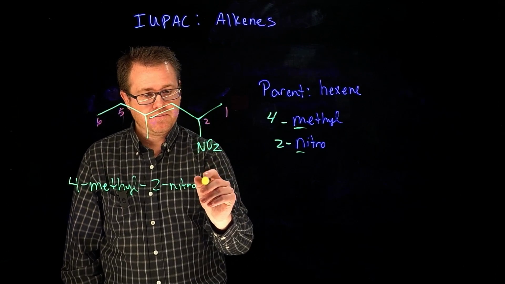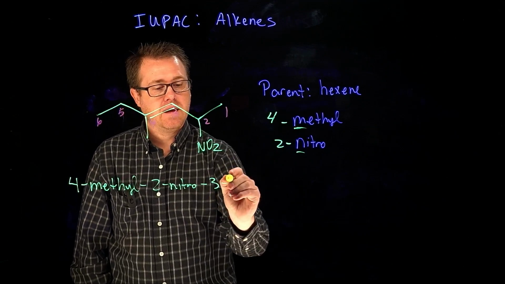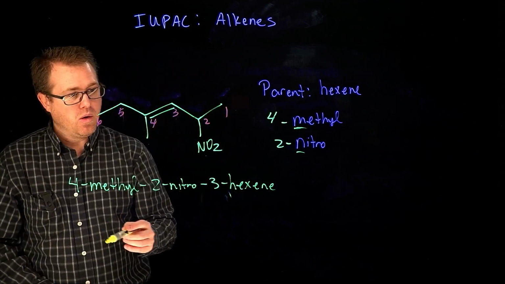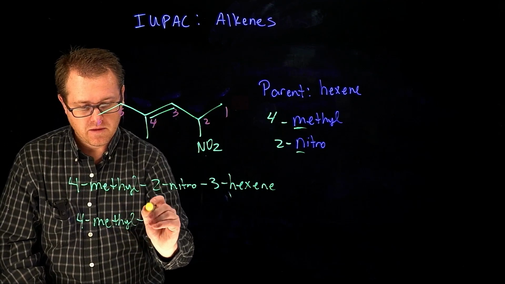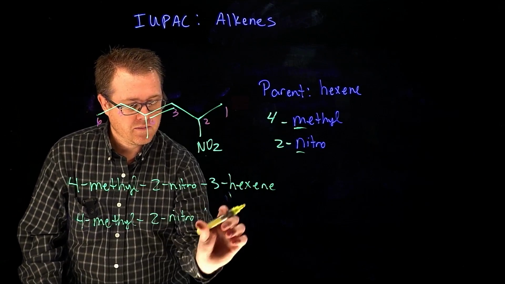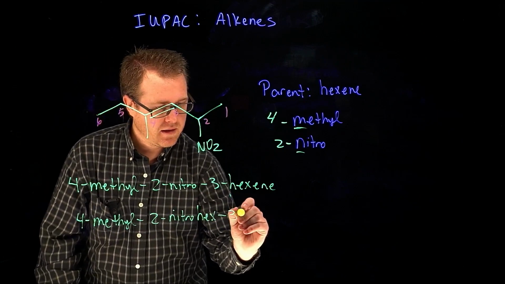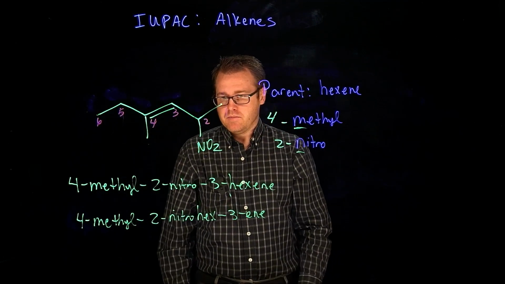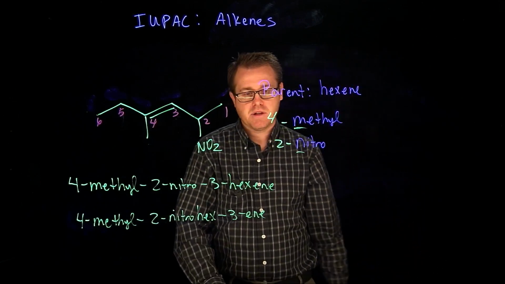So we could do it this way. We could go 4-methyl-2-nitro-3-hexene. That's one way to do it. Or we could number it this way. 4-methyl, 2-nitro, hex dash 3-ene, like that. Both are acceptable. Both are 100% right. Just different ways of doing it.